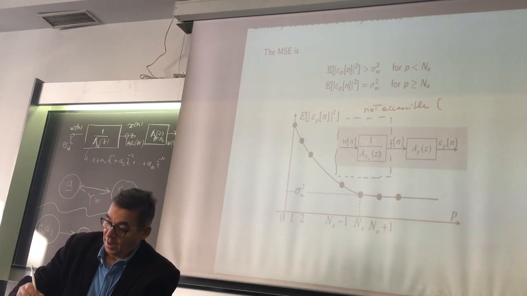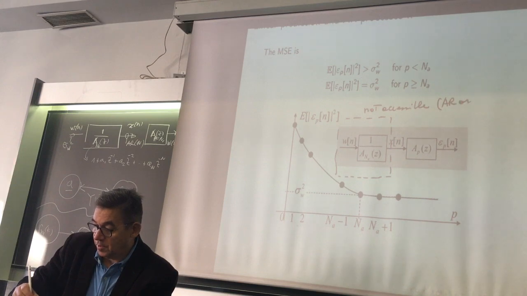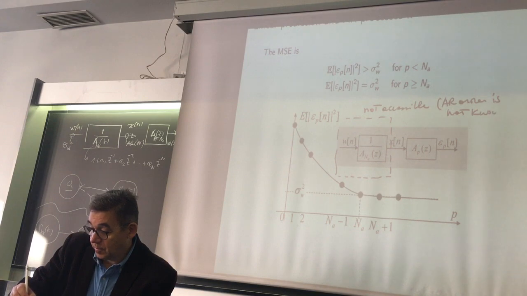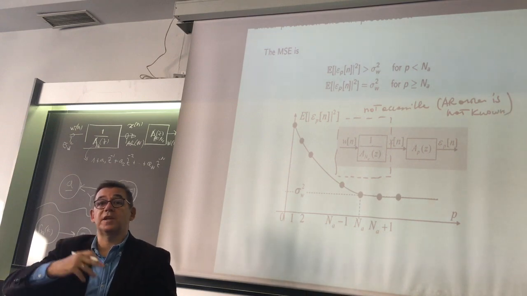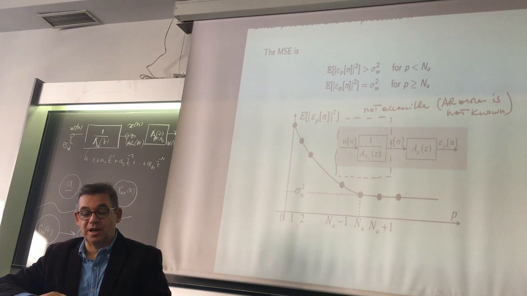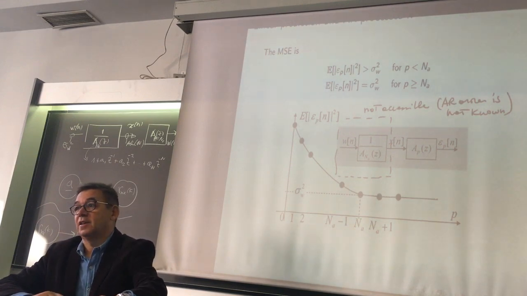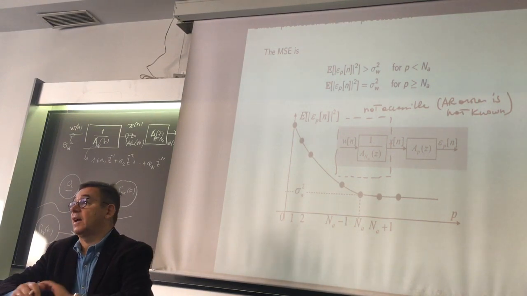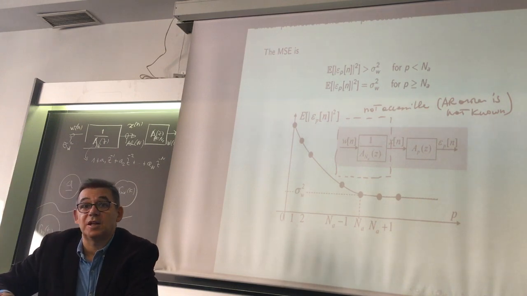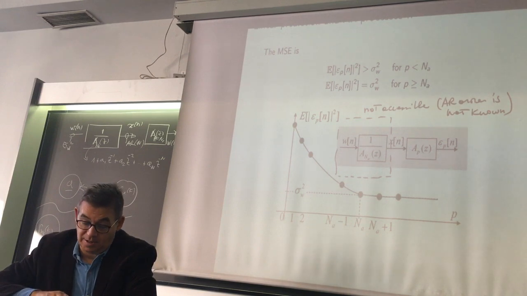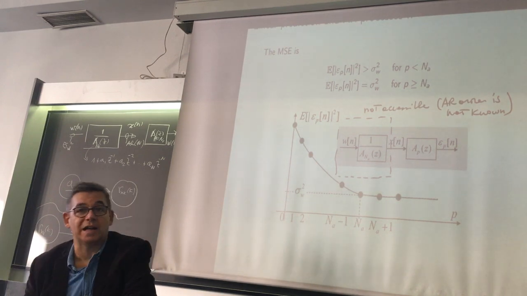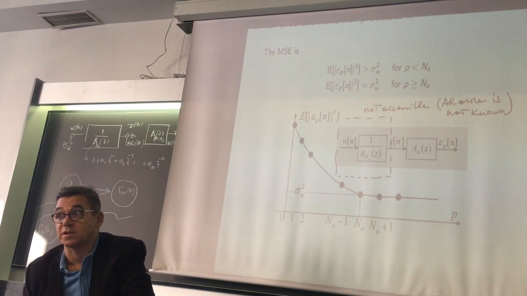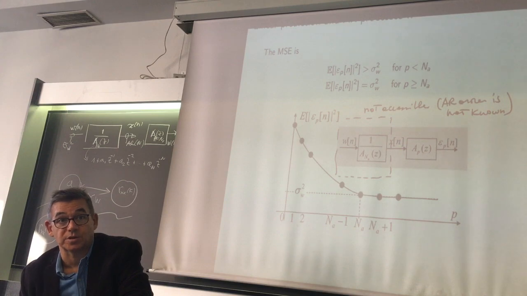Okay, so the autoregressive order is not known. Okay, so imagine I give you a music file, which I'm tempted to do. And imagine that you parameterize this music file as an autoregressive random process. Question: what is the order of this autoregressive random process?